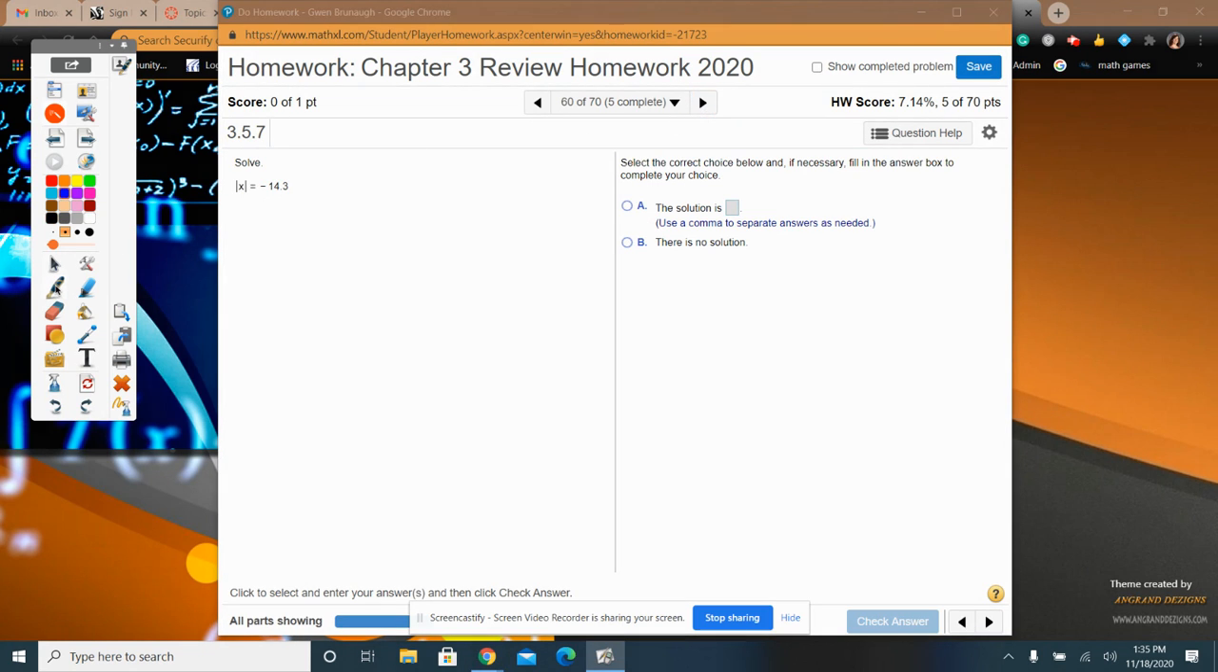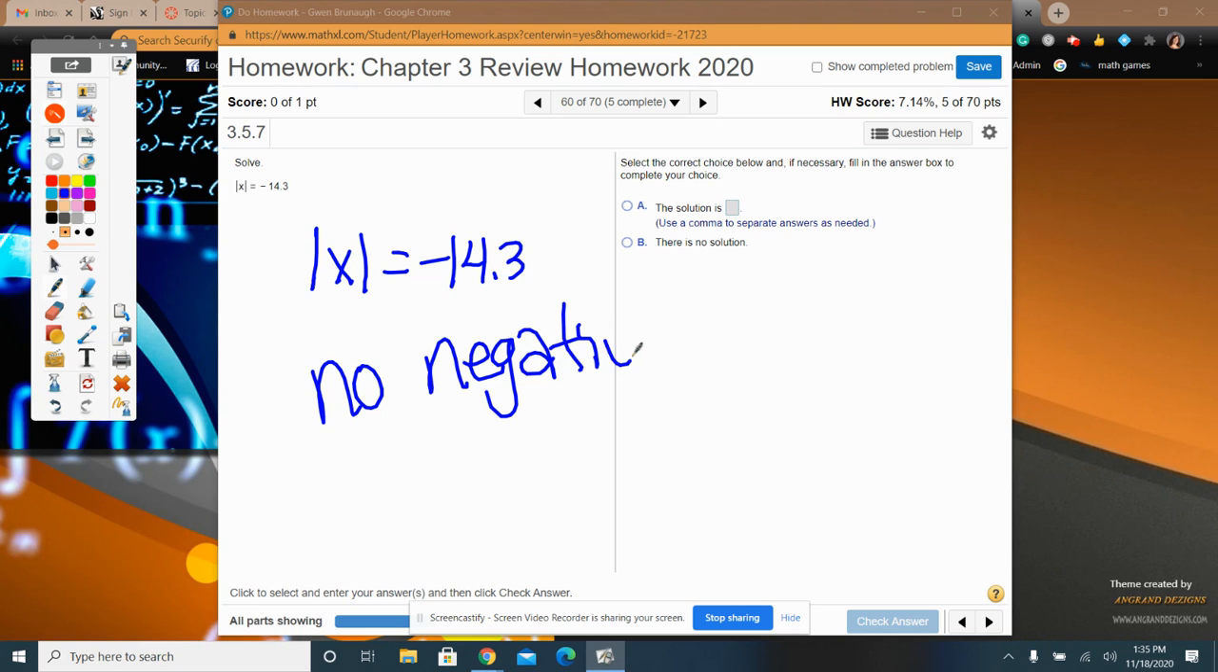What happens here? The absolute value of x is negative 14.3. That means that some number's distance from 0 is negative. That can't happen. There's no negative distance. So because there's no negative distance, that means this particular problem does not have a solution.